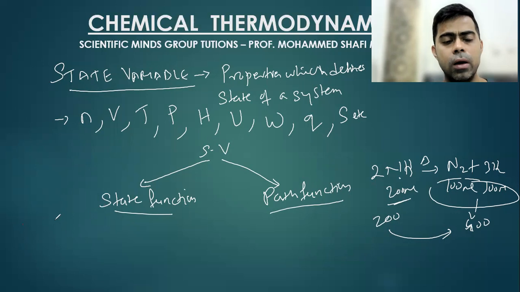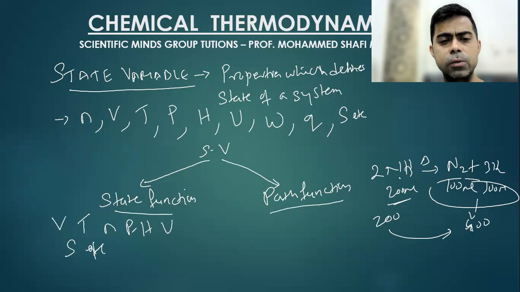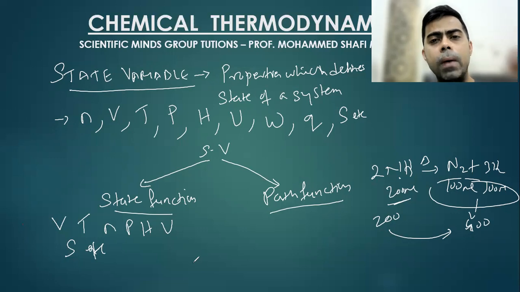So similarly, parameters like volume हो गया, temperature हो गया, number of moles हो गया, pressure हो गया, enthalpy हो गया, internal energy हो गया, एंट्रोपी हो गया, ये सब के सब स्टेट फंक्शन हैं. It depends upon only the initial and final state of the system. They do not depend upon the path followed.